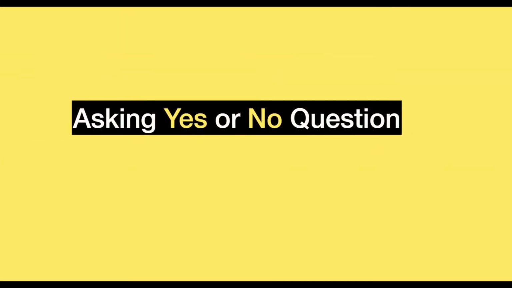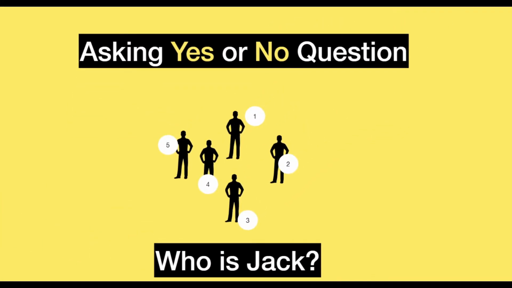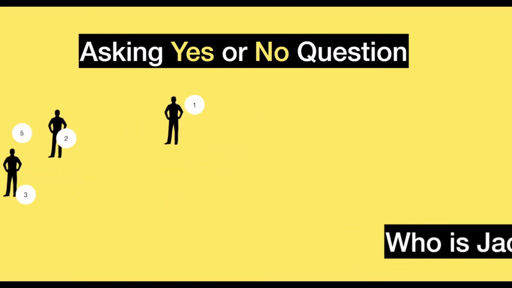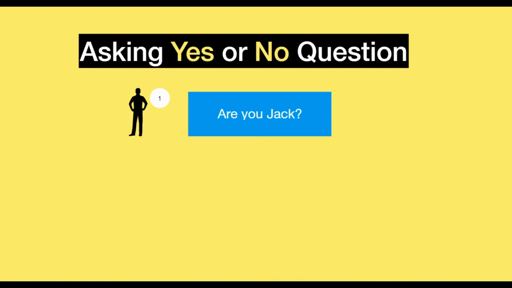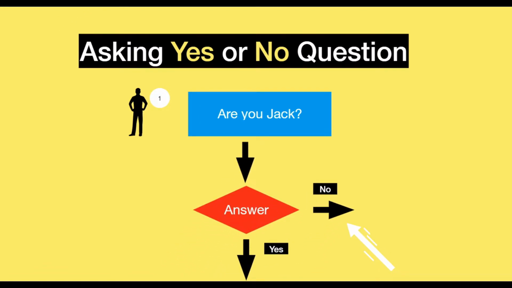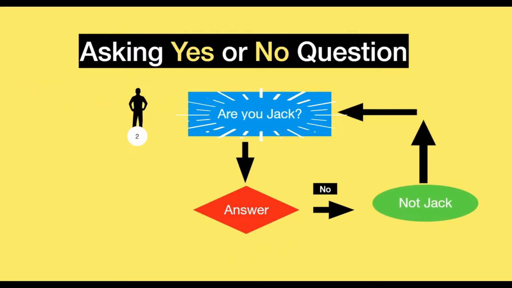Flowchart is nothing but making decisions by asking yes or no questions. For example, if there are 5 people and I want to find out who is Jack, what I can do is go to each and every person and ask, are you Jack? The answer can be either yes or no. If I receive no from the person, I will move to the next person and ask, are you Jack?